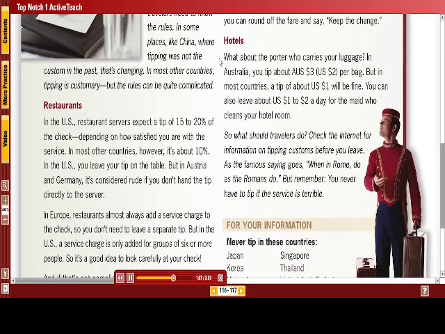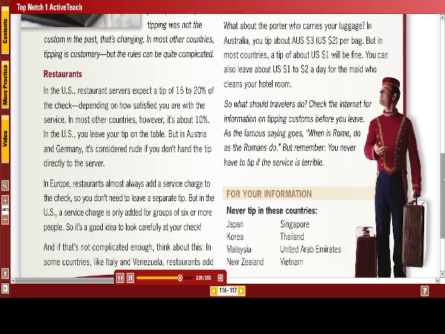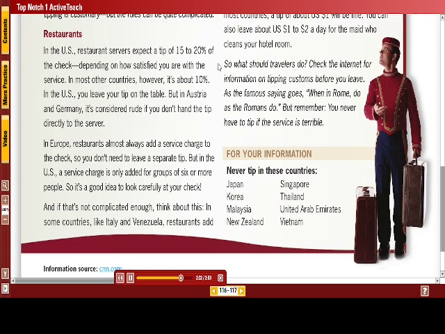Hotels. What about the porter who carries your luggage? In Australia, you tip about $3 Australian, $2 US, per bag. But in most countries, a tip of about $1 will be fine. You can also leave about $1 to $2 a day for the maid who cleans your hotel room. So, what should travelers do? Check the internet for information on tipping customs before you leave. As the famous saying goes, when in Rome, do as the Romans do. But remember, you never have to tip if the service is terrible.